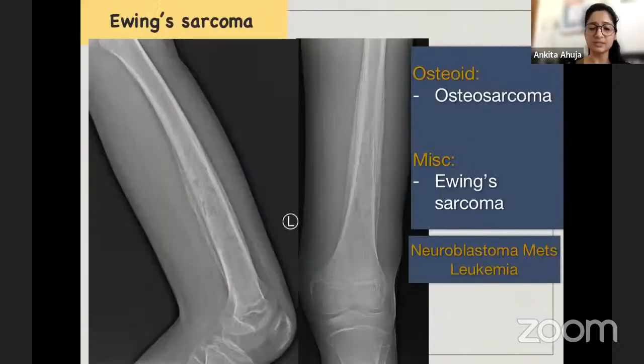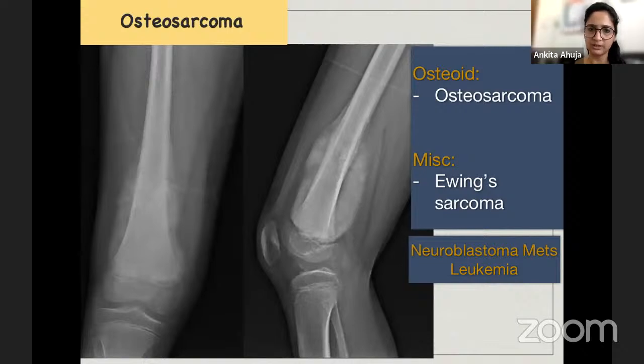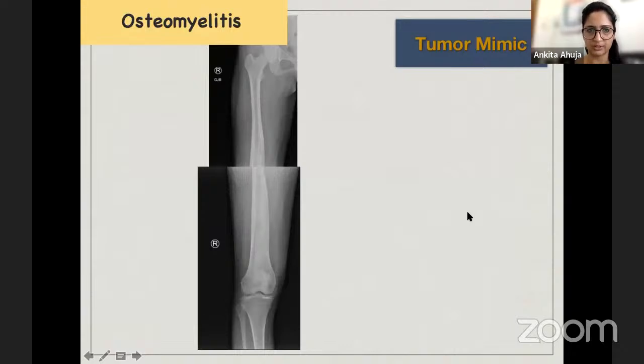Moving on to the other cases, then you don't see wide zone of transition, aggressive periosteal reaction. In a diaphysis, you are left with Ewing sarcoma, metaphyseal location, aggressive reaction, some matrix over here, difficult to identify, but a young patient. So you have to think of OGS, a telangiectatic form. This we discussed as a classic OGS. This is a case of neuroblastoma Mets, but it would be difficult to identify on radiograph. If you see here, there is some lysis over here, and then MRI gives the clue, which would be discussed later. And the last slide, which shows that you have to think of tumor mimics, right? You have to think of tumor mimics.